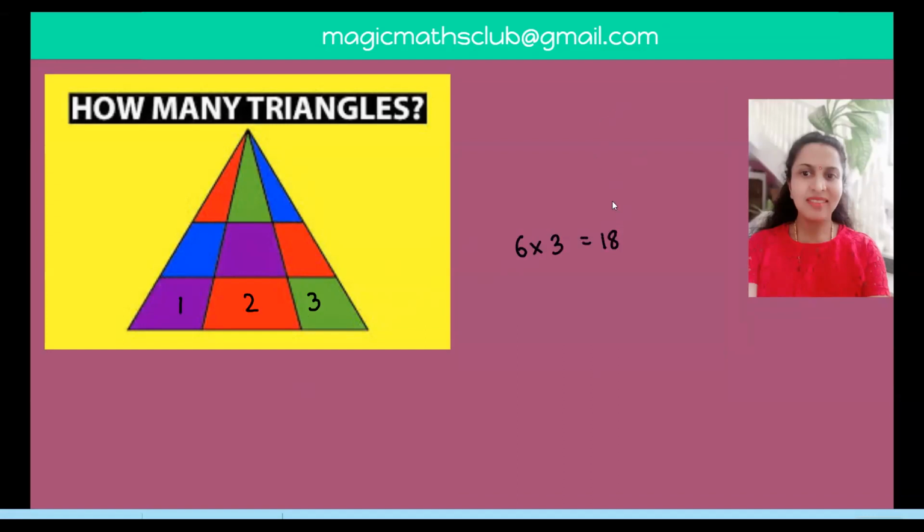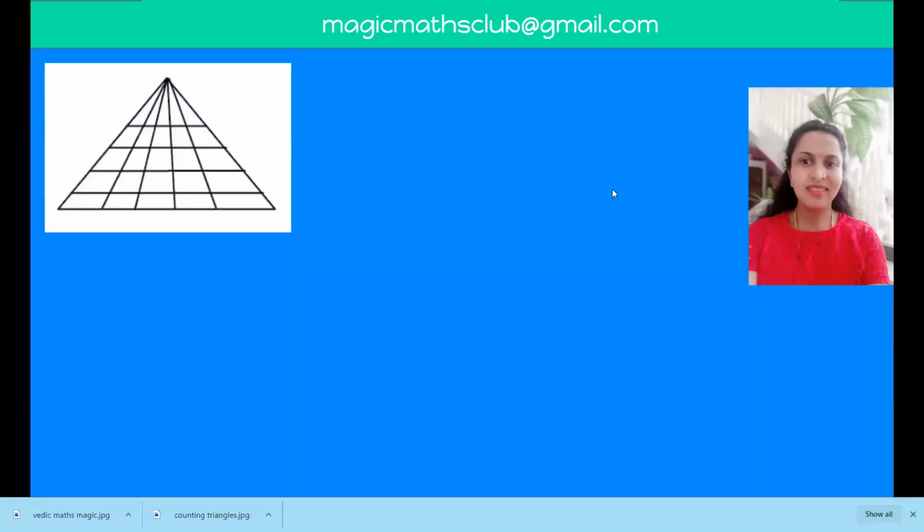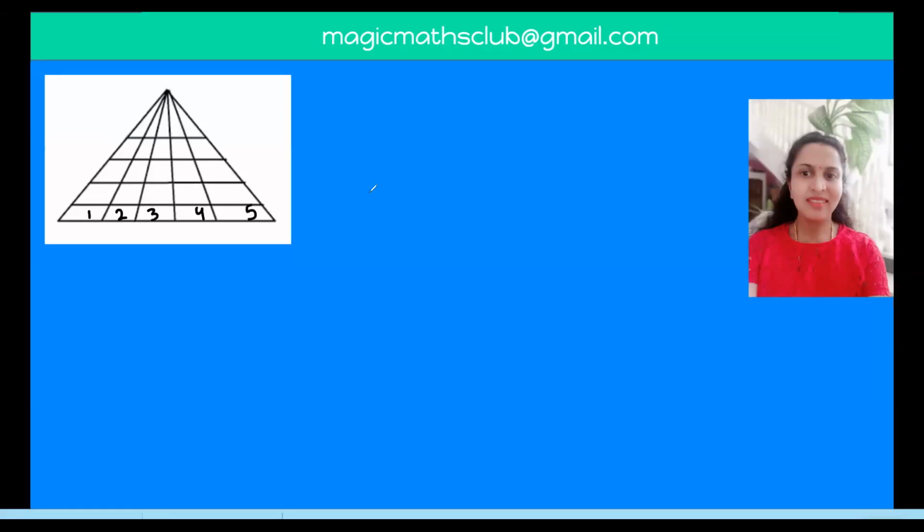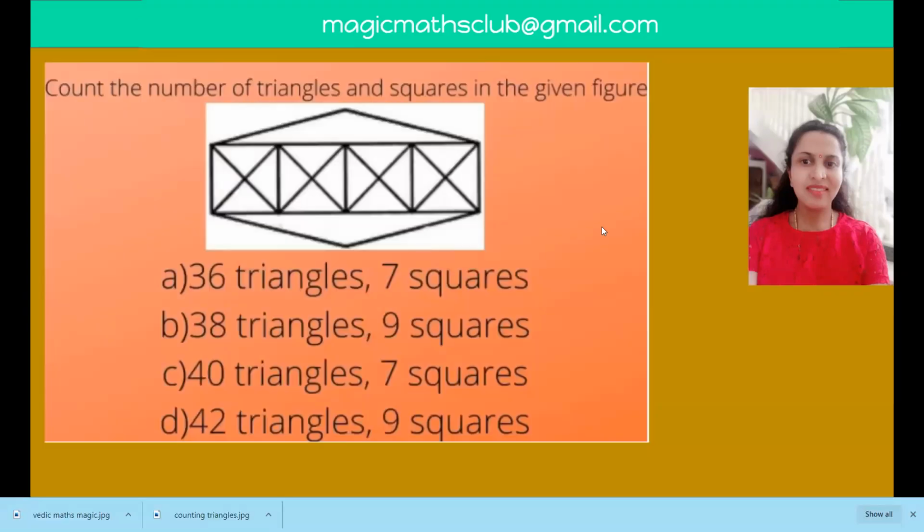Next question. Same way, how many divisions do you have? 1, 2, 3, 4, 5. So 5 this side. 1, 2, 3, 4, 5. 5 this side. So 25. This way, if you do it, then you don't have to count and it will save you a lot of time and accuracy can also be maintained. Now see this particular case.